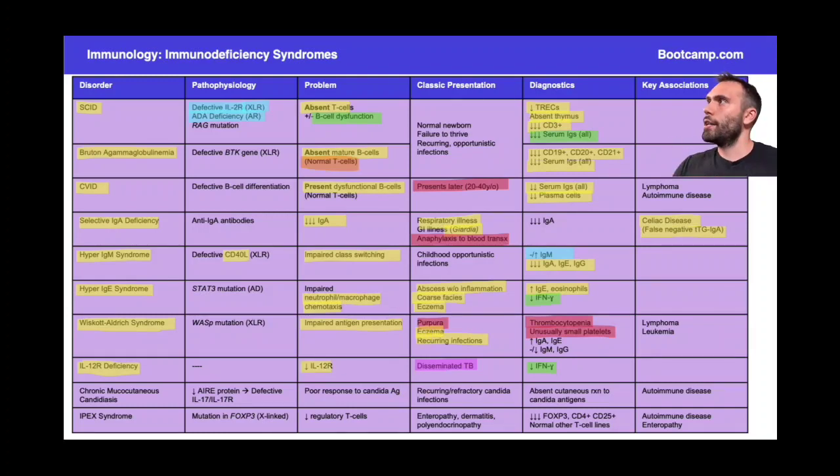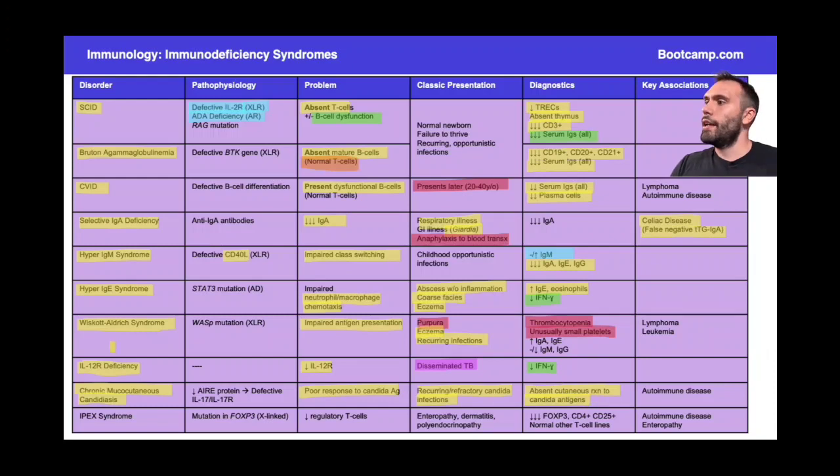Chronic mucocutaneous candidiasis, we already talked about this one being a poor response to candidal antigens. That's the point. So you can get recurring mucocutaneous candidal infections. Again, they shouldn't be in the blood. You shouldn't have a candidal endocarditis unless we're talking about a neutropenic patient. And we're going to diagnose this by having an absent cutaneous reaction to candidal antigens.